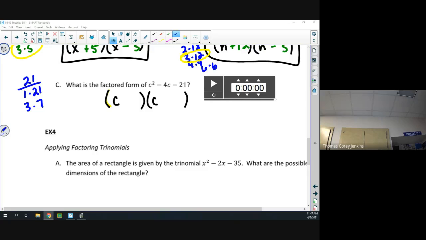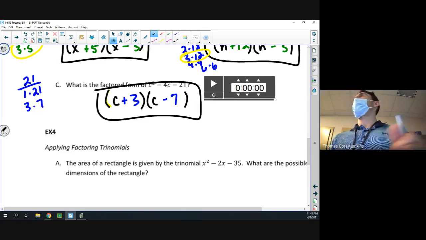All right, Robert, what'd you get? I got -7 and 3. All right, so how do we write that in as our final answer? (C plus 3)(C minus 7). All right, there you go. And guys, the easiest way to say that is C plus 3 times C minus 7. All right, or C minus 7 times C plus 3. Anybody need any clarity on that one?